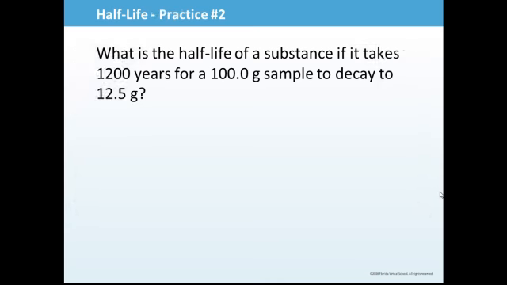What is the half-life of a substance if it takes 1,200 years for a 100-gram sample to decay to 12.5 grams? Pause this recording and get as far as you can on this. If you need to rewind and review what half-life is, feel free to.